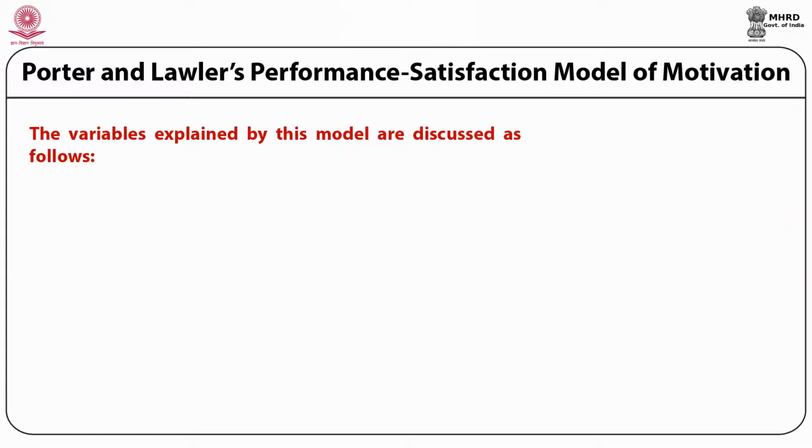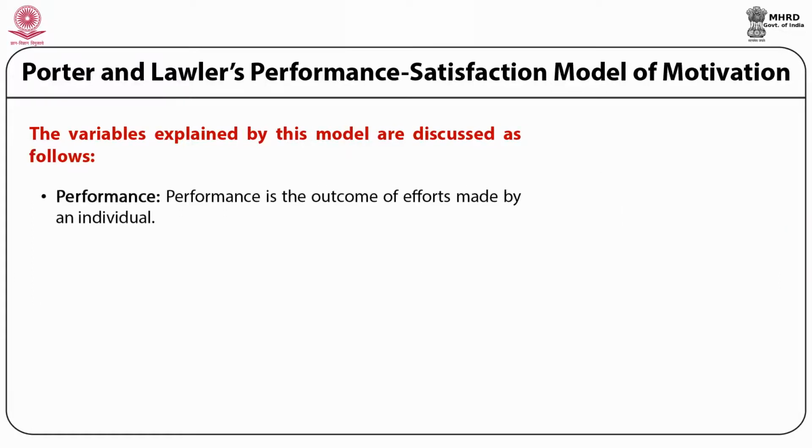Another variable of this model is performance. Performance is the outcome of efforts made by an individual. The level of performance is influenced by abilities, traits, and individual's perception about his role. Abilities of an individual include knowledge, skills, and intellect to perform the job.